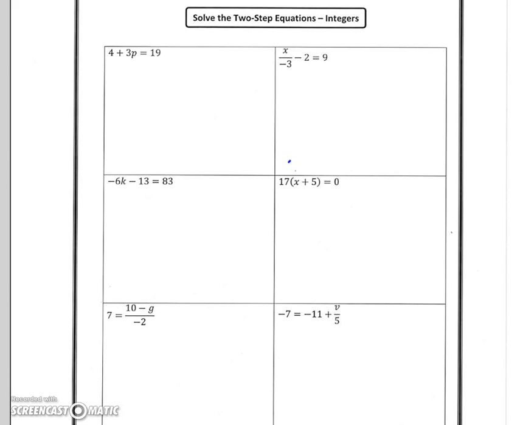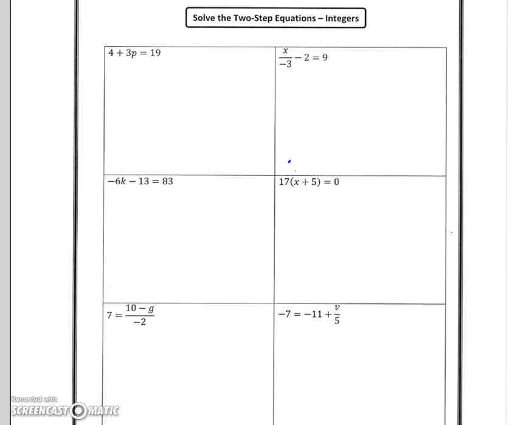Ladies and gentlemen, I have 6 solving problems here, 2-step equations involving integers where we have different things going on. We've got fractions and negative numbers and multiplication and distribution. So this should be a good sample of what you need to do when you're solving equations. Solving equations is pretty much about the most important thing you need to get before we can move on in 8th grade math. So let's see if we can do some of these step by step.